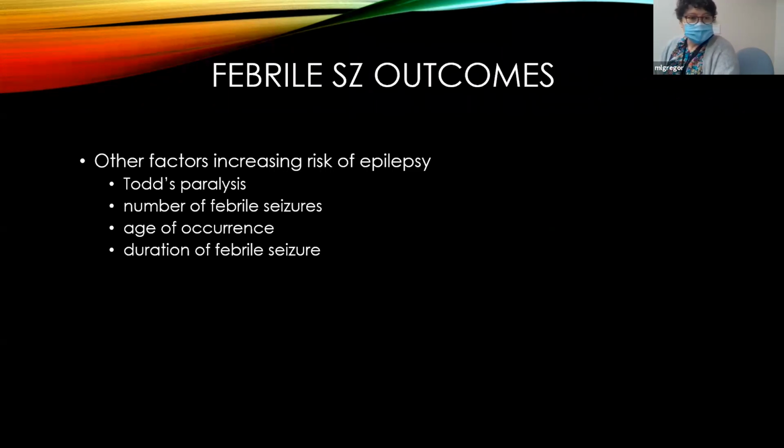So, other factors, Todd's paralysis. Well, of course it's going to. Todd's paralysis happens when you have a focal seizure, and it's more likely to happen if it's longer. And then the number of febrile seizures you have, okay, of course, the age of occurrence, we discussed that already, and the duration of the febrile seizure. So the longer, it isn't like there's some magic cutoff at 15 minutes. An hour is worse than 15 minutes. 5 minutes is better than 10.